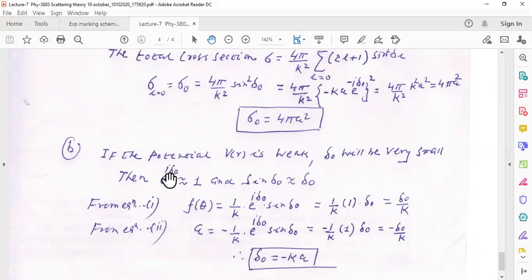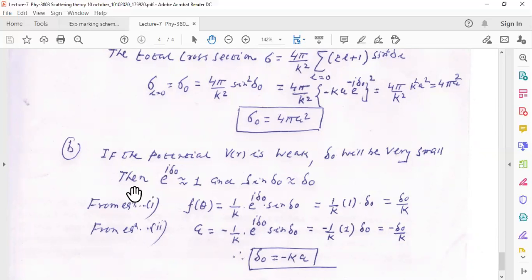So e to the power of I delta 0 is an expansion of e to the power of x. E to the power of x is 1 plus x plus x square by 2 factorial plus x cube by 3 factorial. But if x is small, then we can write e to the power of I delta 0 equal to 1, and sine delta 0 equal to delta 0, since sine theta is always theta when theta is very small. So I can take this when delta 0 is very small because the potential is weak.